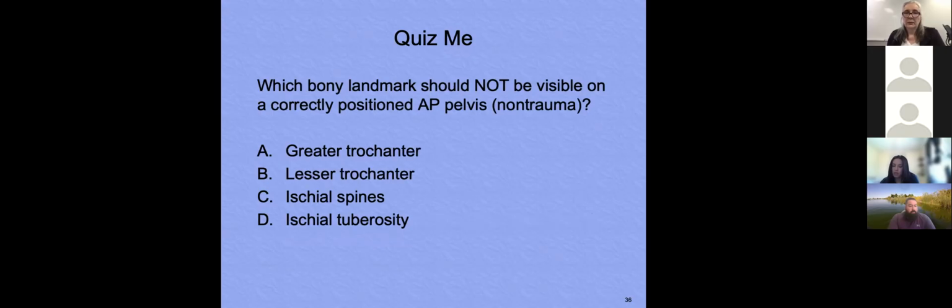Which bony landmark should not be visible on a correctly positioned AP pelvis? The lesser trochanter. Again, that's not a bony landmark because we can't palpate it. Well, you're not going to palpate between their legs. And it would be really hard to, even if you tried. So I don't like this question. I would just say, what bony protuberance would not be visible, because that makes it sound like you can palpate it and you can't.